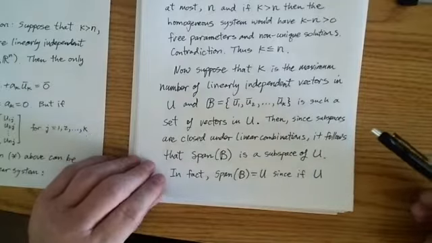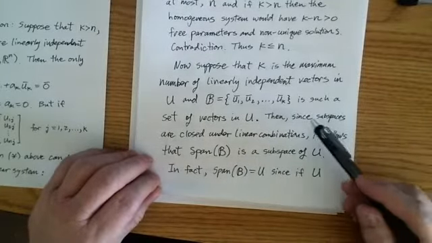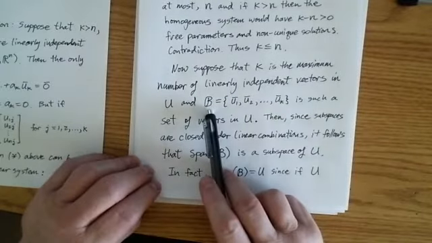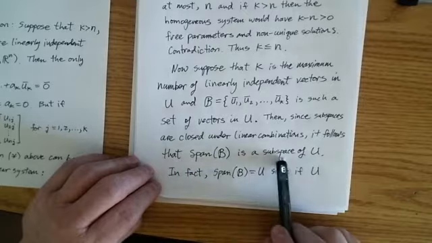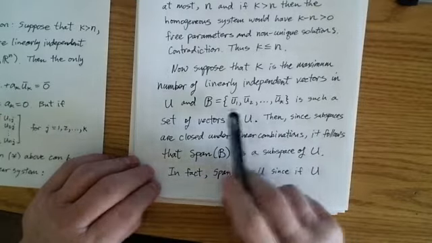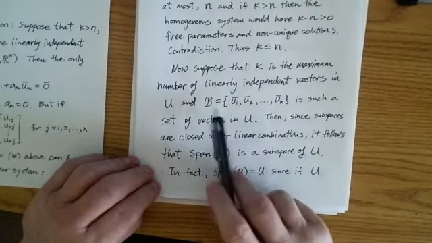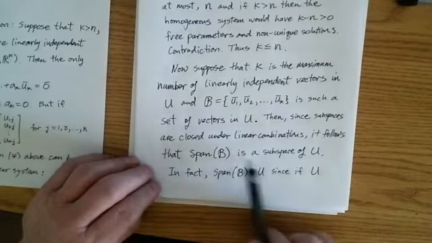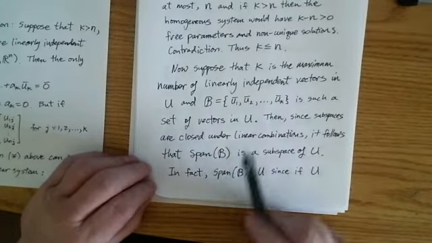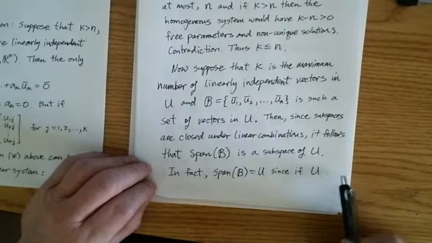Since subspaces are closed under linear combinations, remember that, it follows that the span of B is also going to be a subspace, right? Did you prove that? The span of any set of vectors actually forms a subspace in any vector space. But the span of these vectors is a subspace of U. In fact, I'm going to show that the span of these vectors is going to have to be U itself.